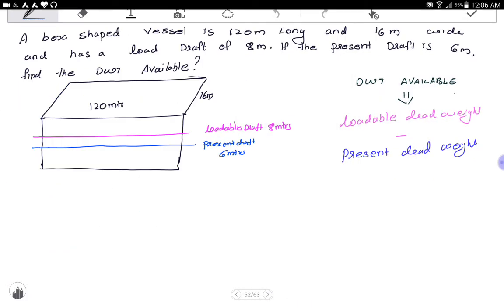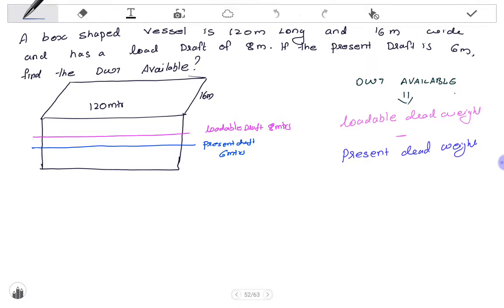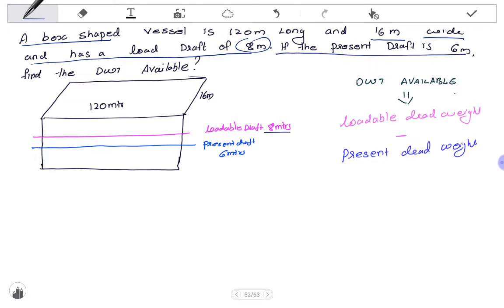Okay, now here is an example question. A box shaped vessel is 120 meters long and 16 meters wide, and has a load draft of 8 meters. Load draft 8 meters is basically the summer draft. And if the present draft is 6 meters, then find the dead weight available.